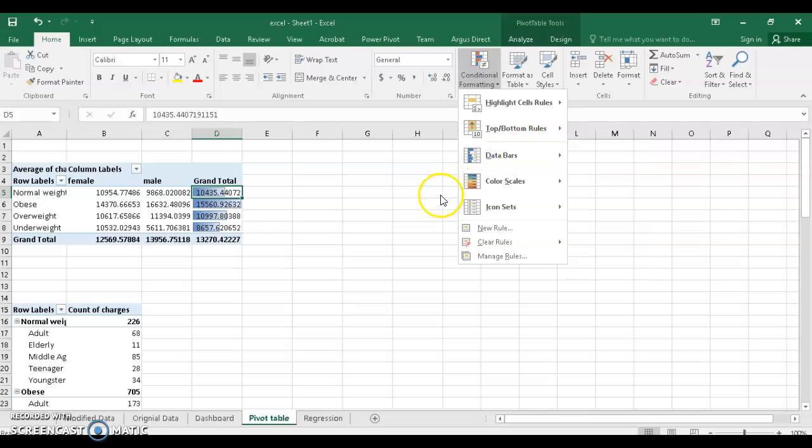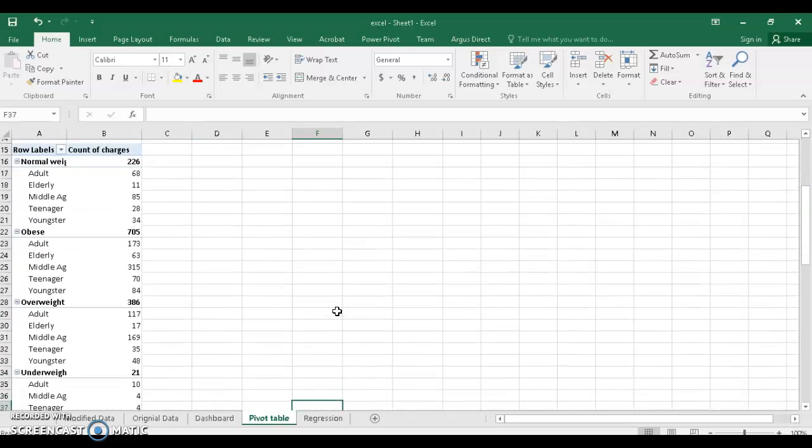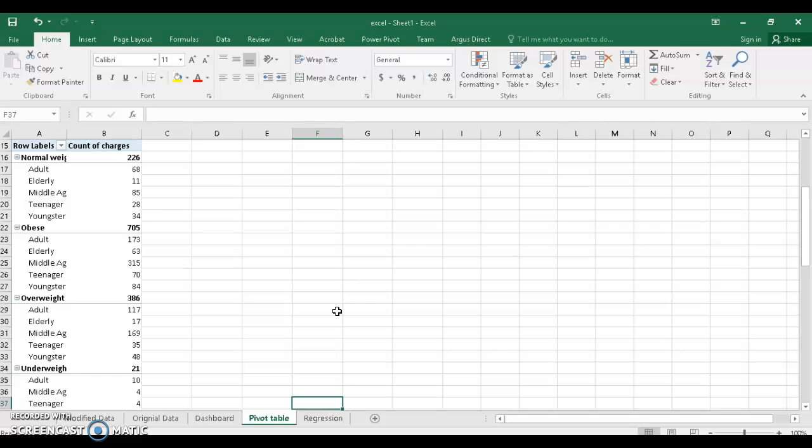It is very helpful. And then in order to understand the data set, I do a little bit of population distribution. As you can see here, I use the count of each charge. You can see the people with normal weight, they have 226, and people with an obesity problem, they have 705. And for each category of age, I can also see the specific number of this group of people.